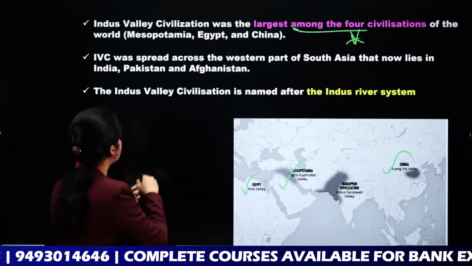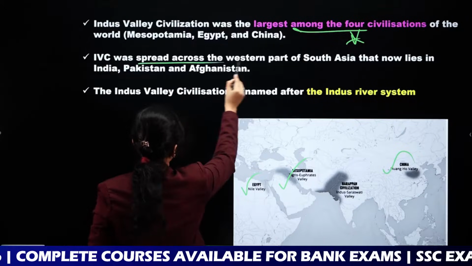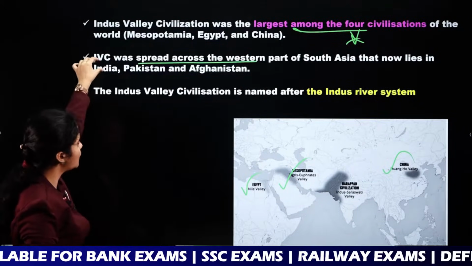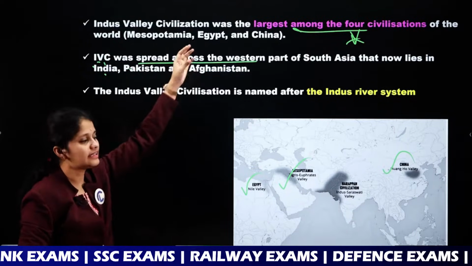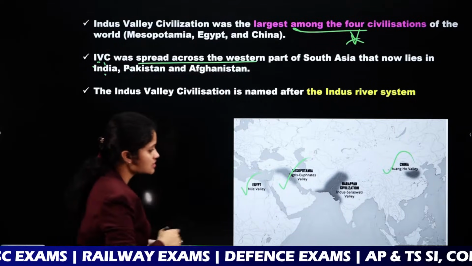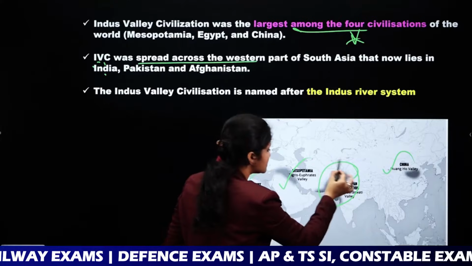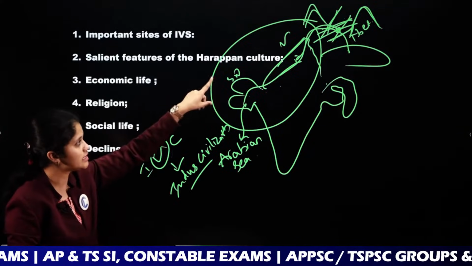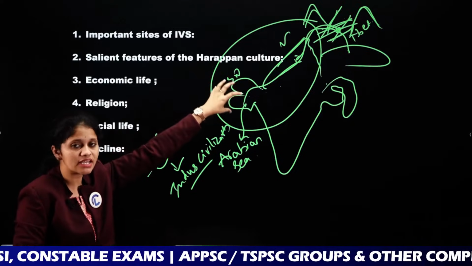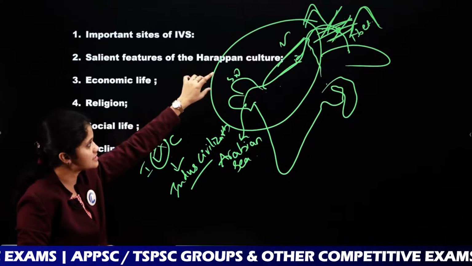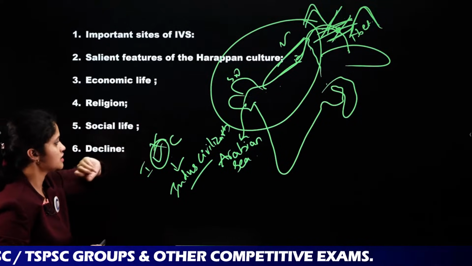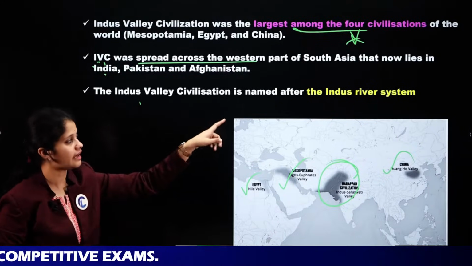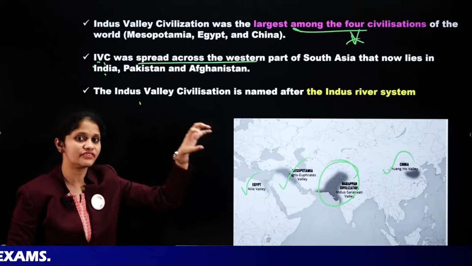And next, this was spread across the western part of South Asia, which now lies in India, Pakistan and Afghanistan. Okay? So this is the region where Indus Valley Civilization spreads actually. As I have informed, right, how the Indus river is flowing, so those areas were spread. Okay? That is Indus Valley Civilization. And then it is later named based on the Indus river system.